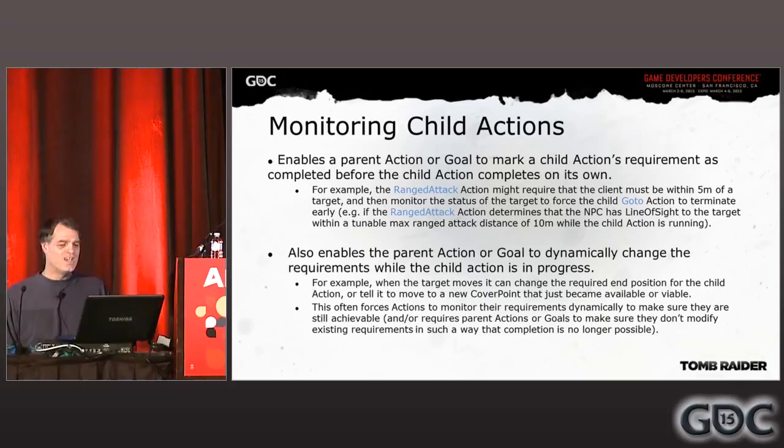This also enables the parent action or goal to dynamically change the requirements while the child action is in progress. So for example, while we're heading towards the target for a ranged attack, perhaps someone leaves their cover point or they die or something like that, and so we're able to take their cover point. And so now my ranged attack action can change the requirements that the child go-to action is using and say, I want you to go to that cover point instead.